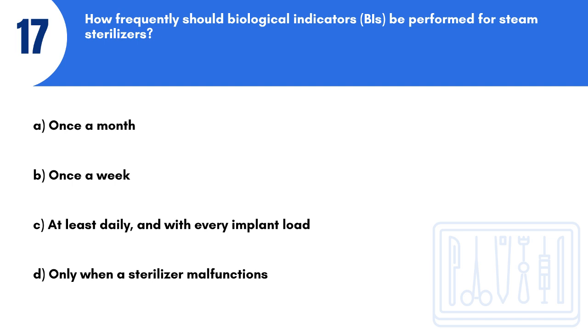Question 17. How frequently should biological indicators, BIs, be performed for steam sterilizers? A. Once a month. B. Once a week. C. At least daily, and with every implant load. D. Only when a sterilizer malfunctions.